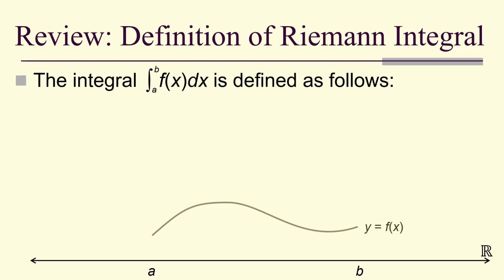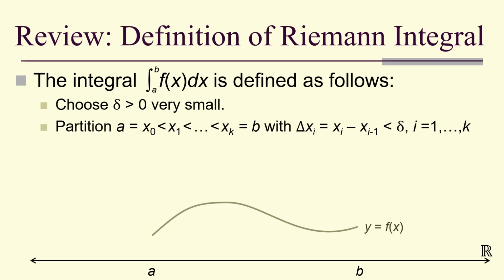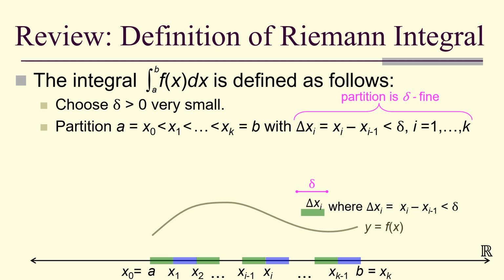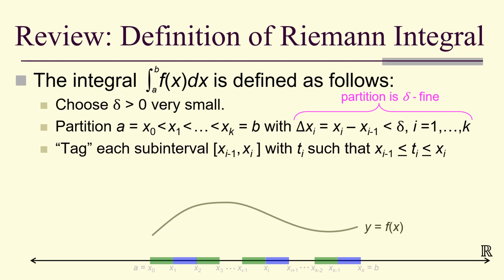So the Riemann integral says that if you've got this curve, you can choose delta greater than 0, very small, and partition the interval from a to b such that each delta x is shorter than the given delta greater than 0. In other words, delta x sub i is less than the Greek letter lowercase delta. And when that happens, we say that the partition is delta fine. We tag each subinterval with a t sub i, so that's between the two endpoints.